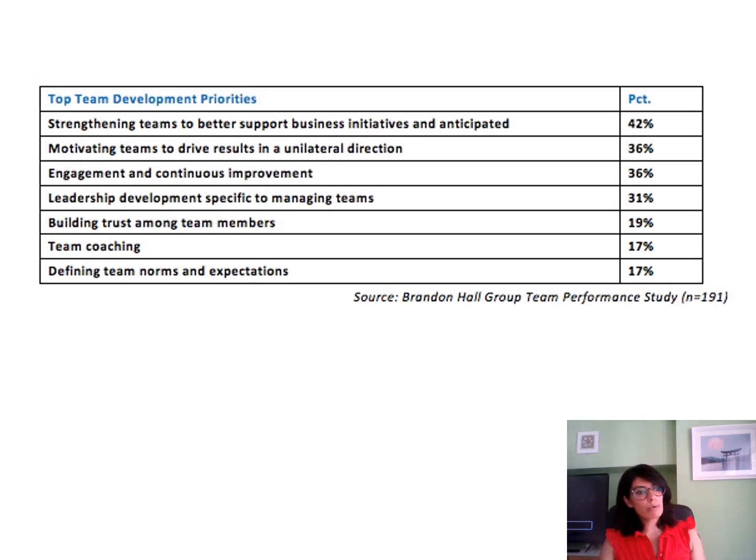And parallel to that is actually team engagement and continuous improvement. What's slightly less important is developing leadership to specifically manage certain teams. And then the three things that are not as important are building trust amongst team members, coaching the team, and defining team norms and expectations. So looking at this list, and when you're looking at your idea of what makes a functional team or a high-performing team, do you think these priorities are in the right order?